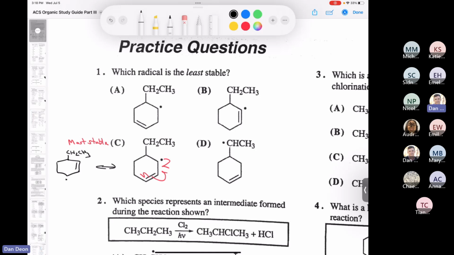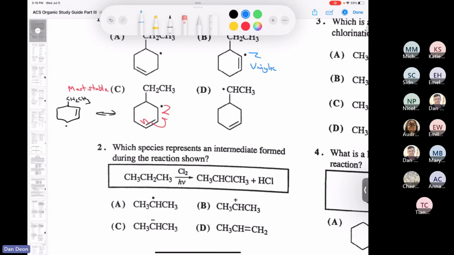Could anybody tell me which one of these is the least stable by a long shot? Yeah, it's B, big time, right? This one is going to be least stable. And the reason why is because this is vinylic. We know that vinylic radicals have a very high bond dissociation energy to form a vinylic radical. Okay, good. Let's move on from there.